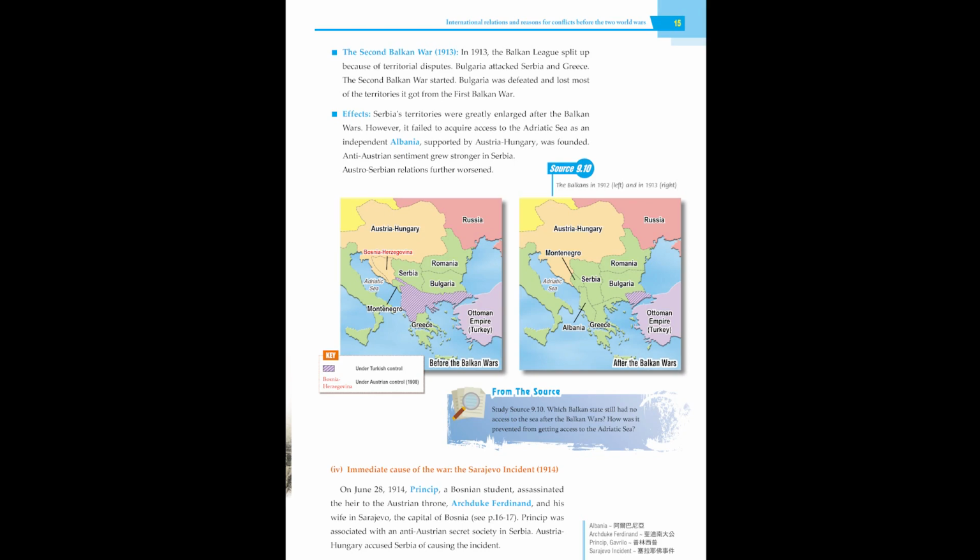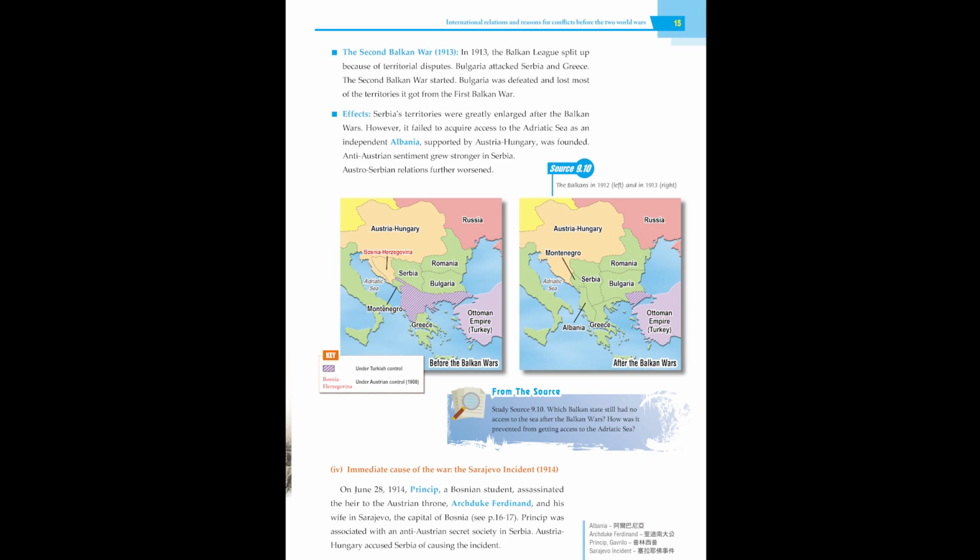The Second Balkan War, 1913. In 1913, the Balkan League split up because of territorial disputes. Bulgaria attacked Serbia and Greece. The Second Balkan War started. Bulgaria was defeated and lost most of the territories it got from the First Balkan War.